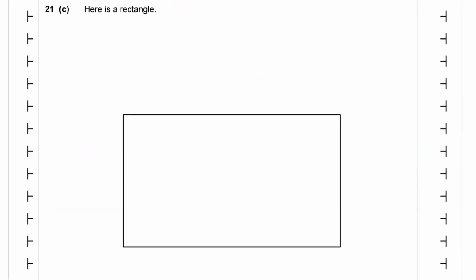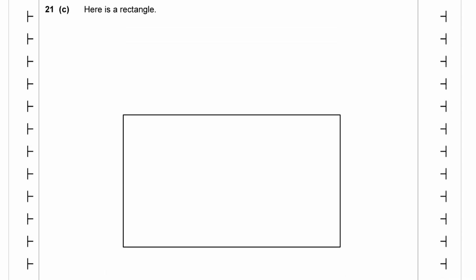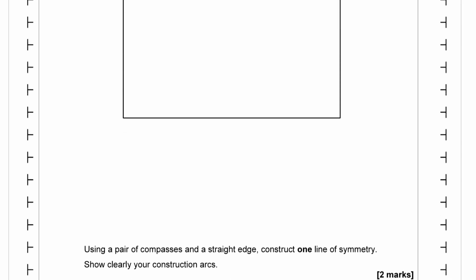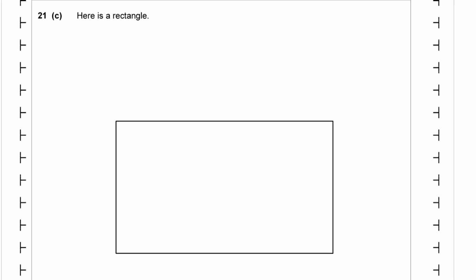21c, here's a rectangle, and we need to, using a pair of compasses and a straight edge, construct one line of symmetry. Show clearly your construction arcs. We're told it's a rectangle, and you should know then that the lines of symmetry of a rectangle go like that or like that. So if we can take this line here and construct a perpendicular bisector, then that line should be one of my lines of symmetry. So that's what I'm going to try and do. I'm going to use my compasses now to construct that line of symmetry.